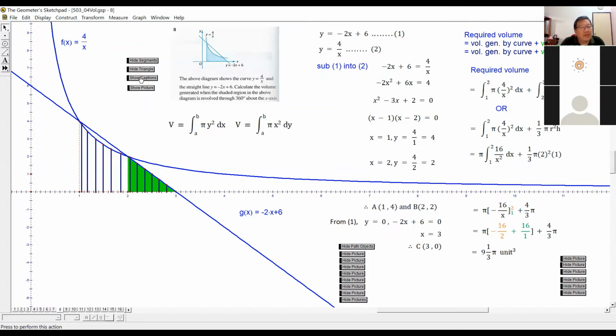But before you know how to integrate, you must know the 3 points here. The points of intersection between the curve and the straight line, A and B, and the point of intersection between the curve and the x-axis, which is C. So if you know the coordinates of A, B, and C, then you will know the upper limit and lower limit of the definite integral. And if you know B and C, you will also know the dimensions of the cone. Which one is the radius? Which one is the height of the cone? Right?